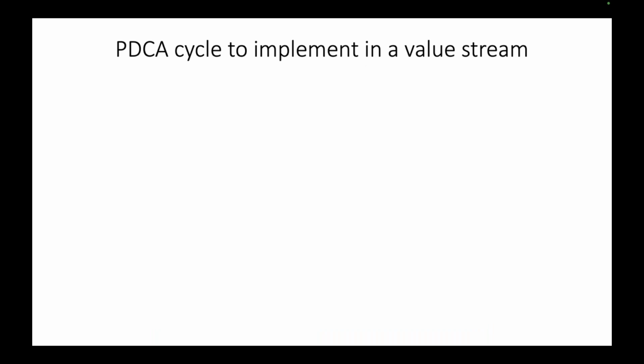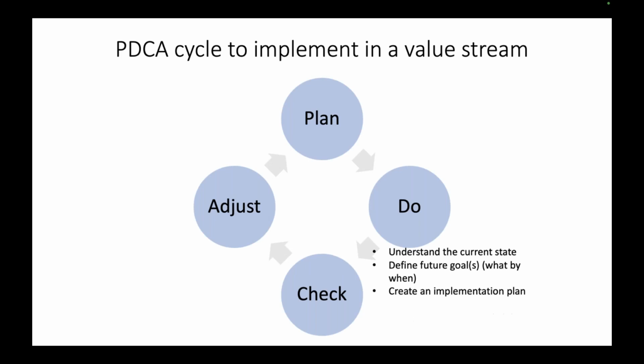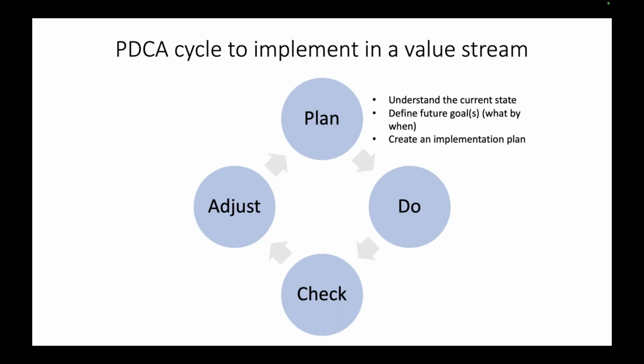So the PDCA cycle to implement in any one value stream is, understand the current state through the assessment, define what by when, building box scores and demonstrating the usage, create the plan, which we're going to go over in detail in a few slides after the next polling question.